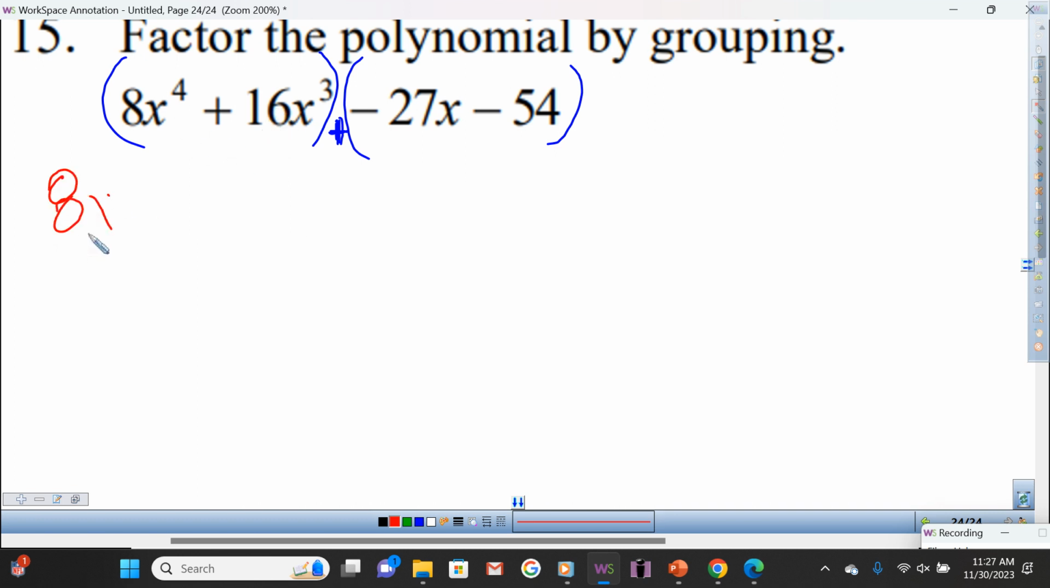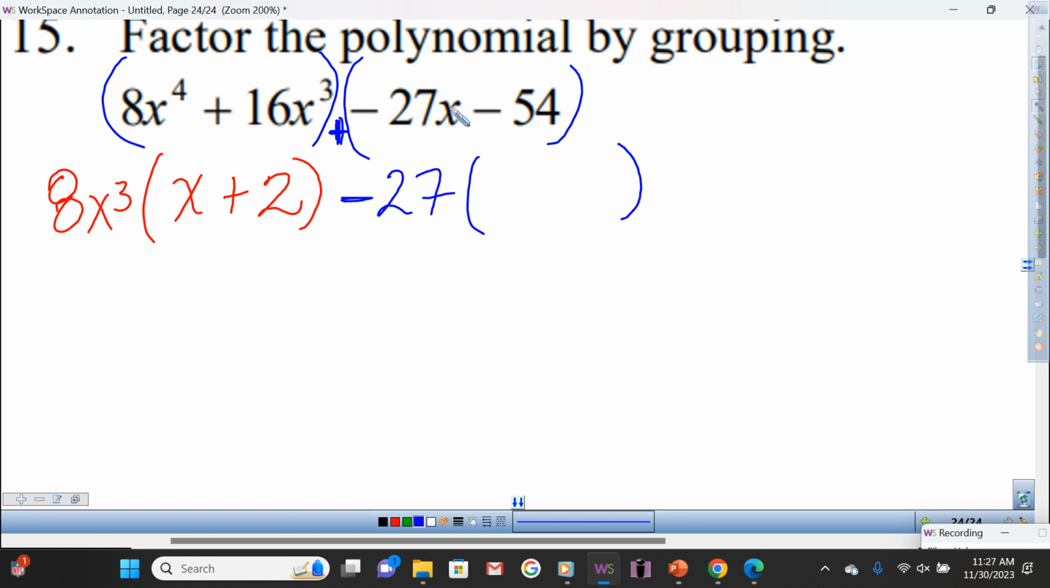8x cubed, thank you. So if we took out the 8x cubed, we're left with 1x. 16x cubed divided by 8x cubed, that is 2. Next, what's the GCF for these two right here? Very good, negative 27. So negative 27x divided by negative 27, that's positive x. Negative 54 divided by negative 27, that's positive 2.